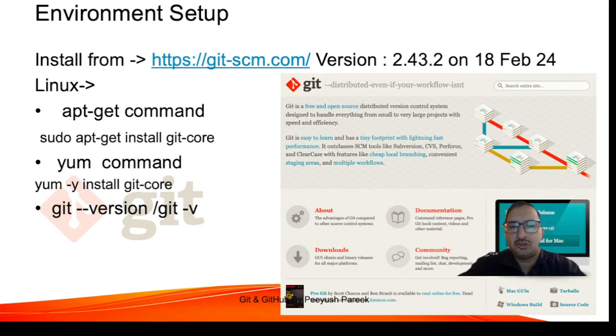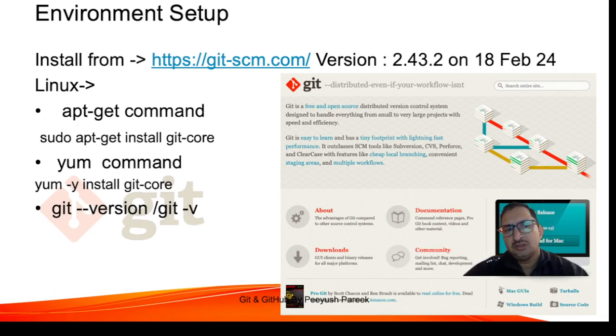Here are the steps to install Git on your system. When we did the installation on 18th February, the latest version was 2.43.2 on git-scm.com. So first we have to go to git-scm.com, which looks like the screenshot present here. We can see that Git is also available for Mac, Windows, Linux, and different operating systems.